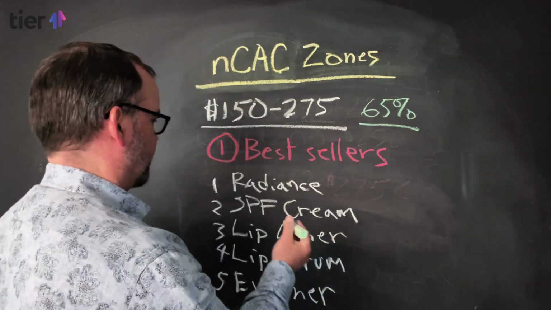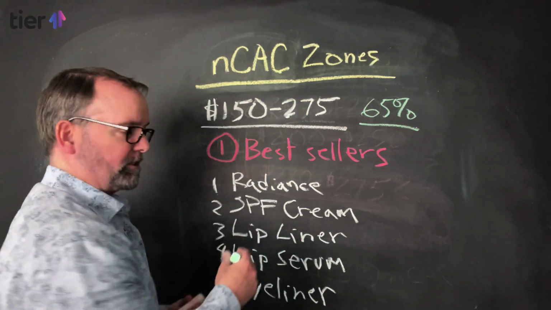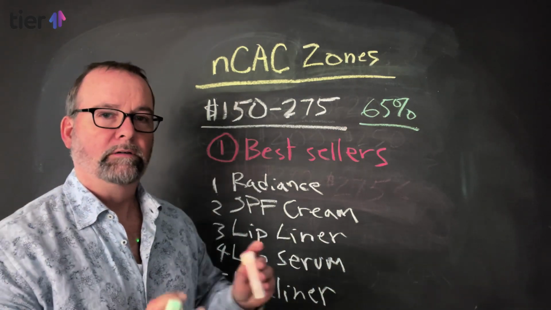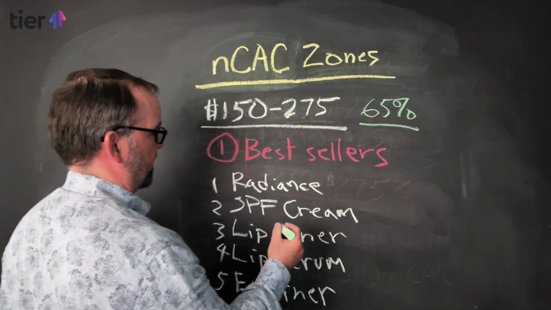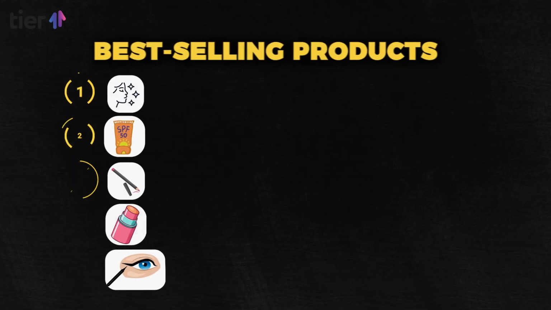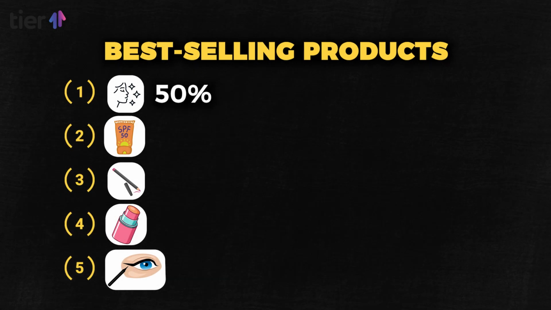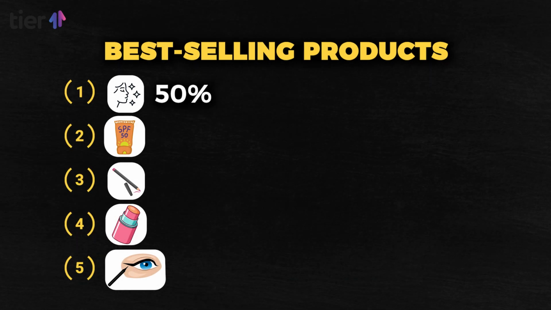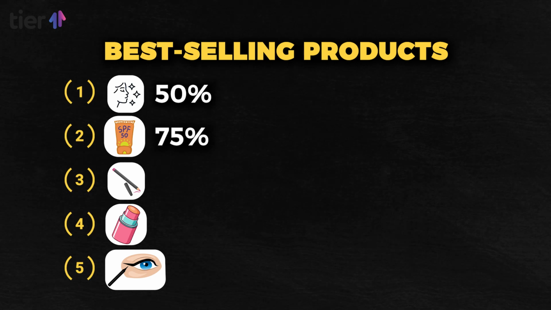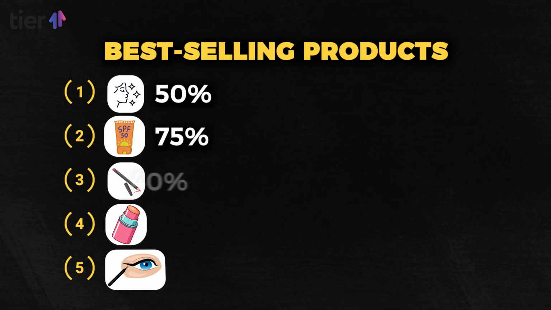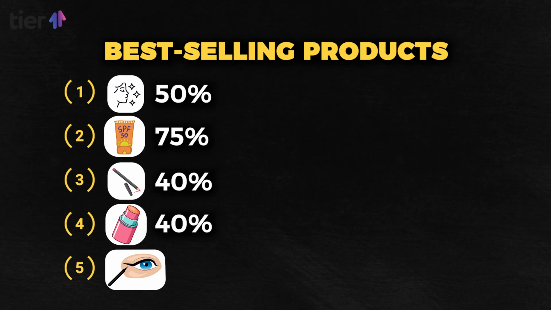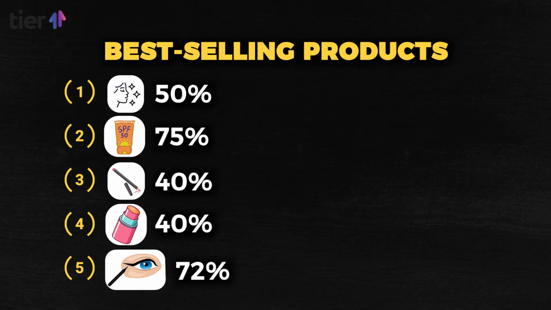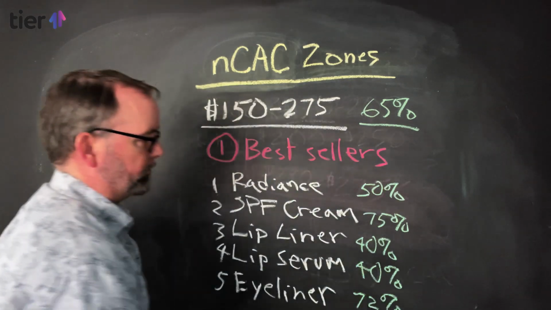Each one of these individual products, and I'm just going to use this roughly as an example, I don't remember them all right off the top of my head, but let's say the Radiance product had about 50% gross profitability. The SPF cream was about 75%. The lip liner was about 40%. The lip serum was right in and around 40%. And last but not least, the eyeliner was in and around 72% gross profit.